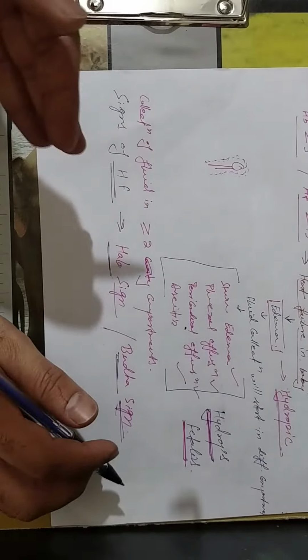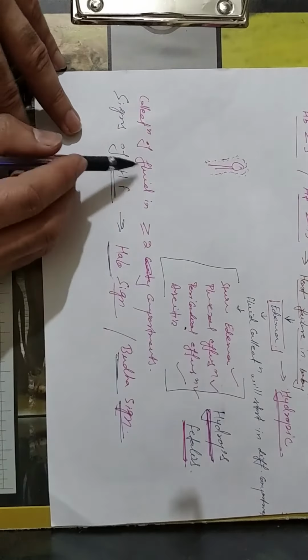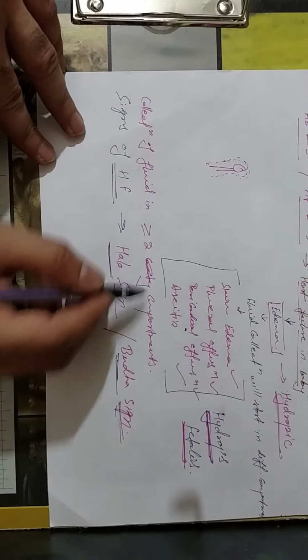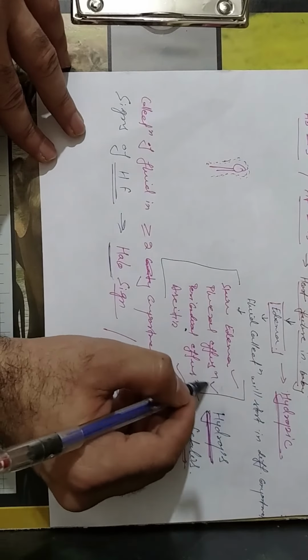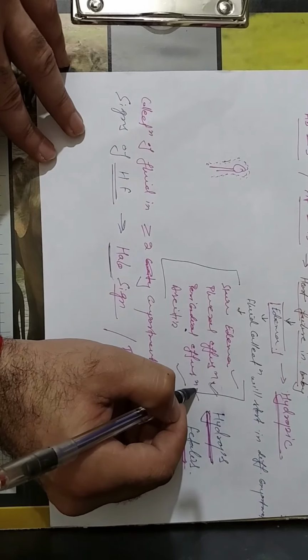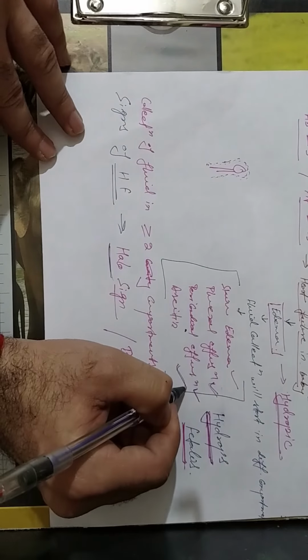If they ask you the definition, that is collection of fluid in more than or equal to two compartments. It can be skin, lungs, heart, or abdomen.